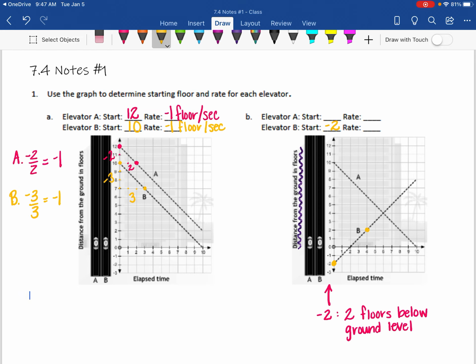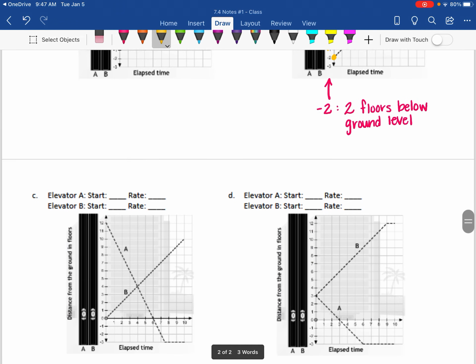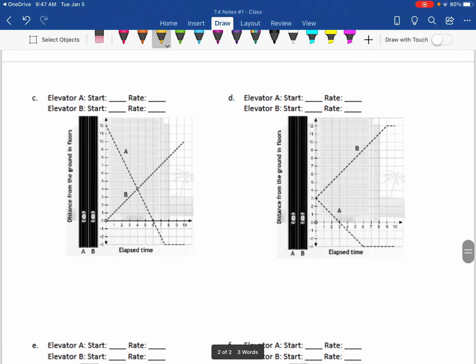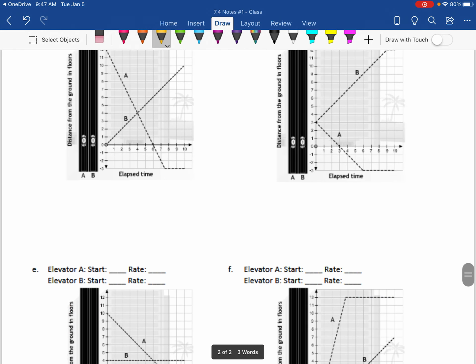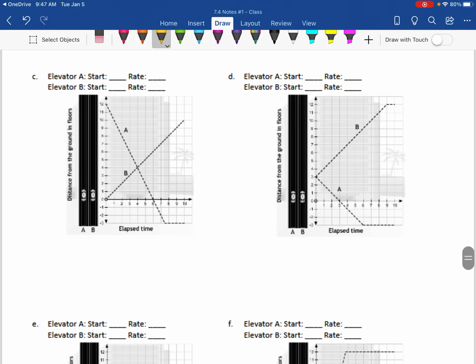It doesn't matter what we pick. I'm going to pick that point right there. So I'm rising 1, 2, 3, 4. I'm running 1, 2, 3, 4. Okay, so when I go to find that rate, 4 divided by 4 is 1 floor per second. All right, I know I told you I'm going to skip around a little bit, but the teacher notes will be on the website. So, all right, let's take a look at C.